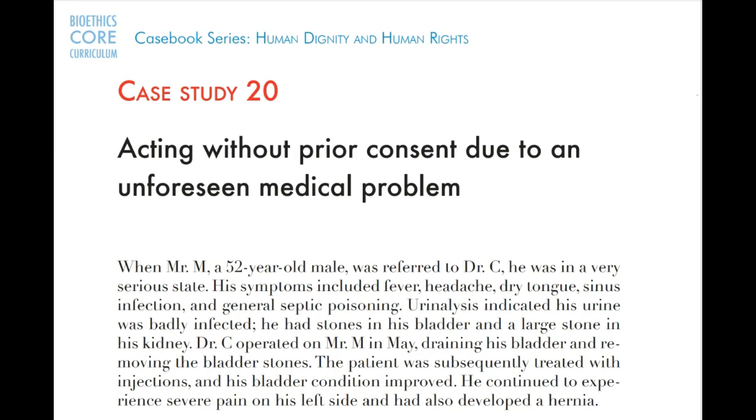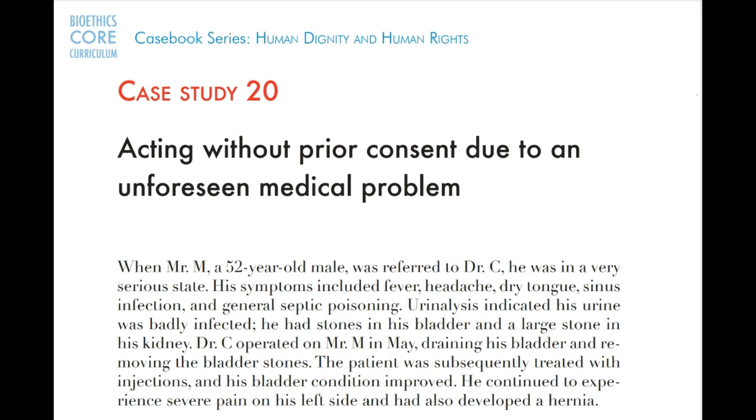When Mr. M, a 52-year-old male, was referred to Dr. C, he was in a very serious state. His symptoms included fever, headache, dry tongue, sinus infection, and general septic poisoning. Urinalysis indicated his urine was badly infected. He had stones in his bladder and a large stone in his kidney. Dr. C operated on Mr. M in May, draining his bladder and removing the bladder stones. The patient was subsequently treated with injections and his bladder condition improved.